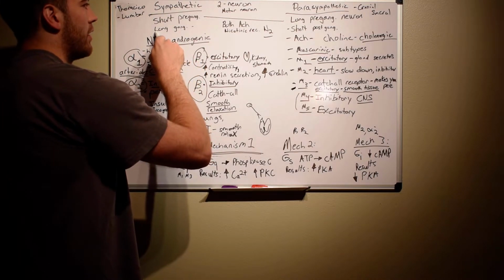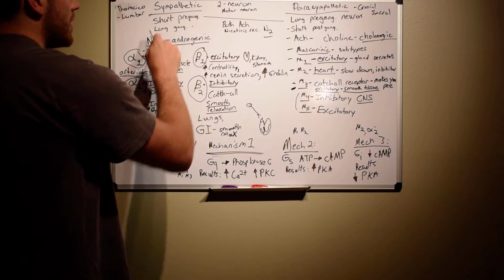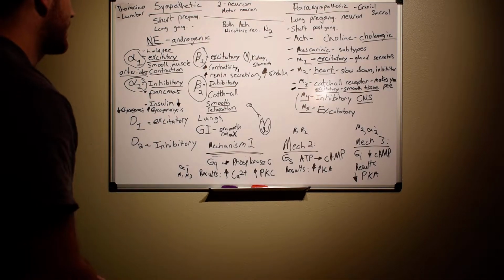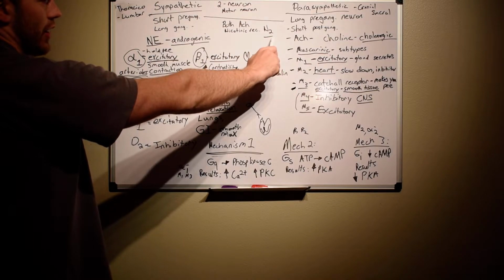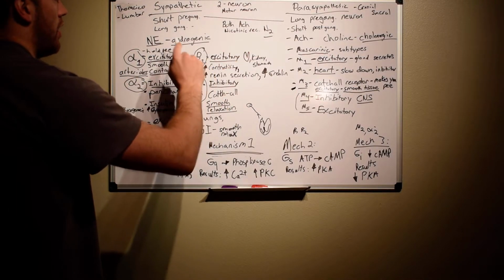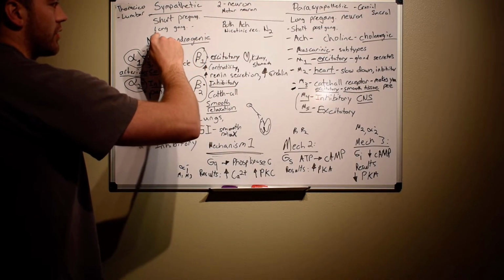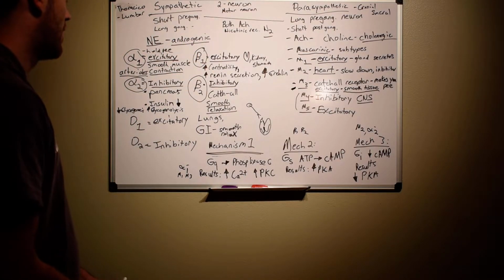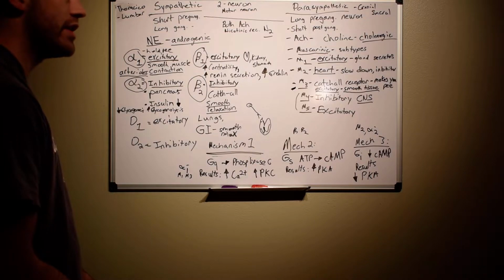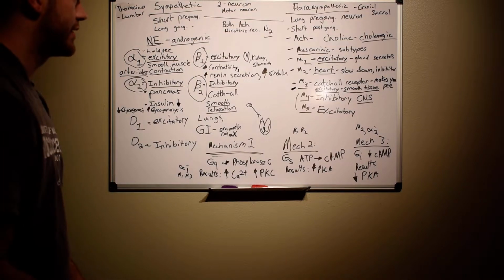Okay, so short preganglionic, they synapse in either the paravertebral or prevertebral ganglia, and they have the cell body there. They're going to meet up with that and release acetylcholine, which binds to nicotinic receptors, which are N2 receptors on our postganglionic neuron. That's going to send a signal down and shoot the signal to wherever the effector organ is.